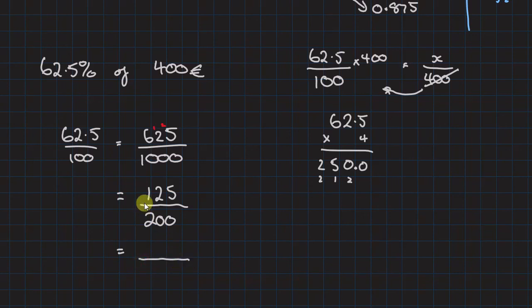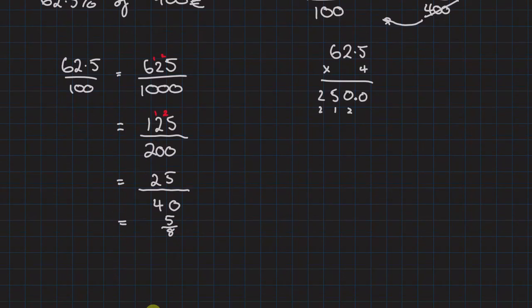On the top, 5 doesn't go into the first one, but this now becomes 12. So 12 divided by 5 is 2, carry 2 into the next column. 5 into 25 goes 5 times. Did the same thing on the bottom, 5 into 2 doesn't go, 5 into 20 goes 4 times, nothing left over. Again, these both divide by 5. Hopefully you all recognise 5 divided by 8. And now I could do my calculation with a fraction.